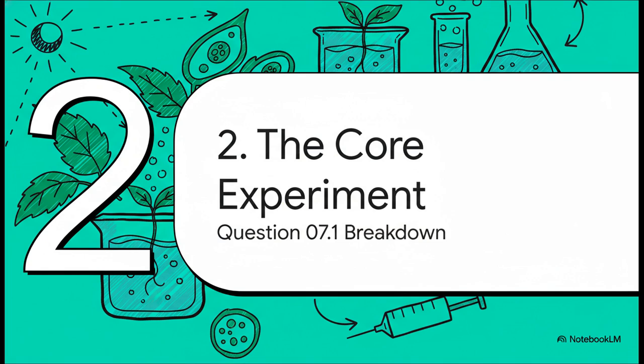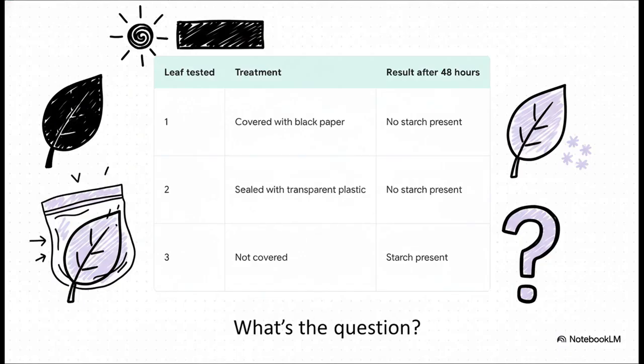This is a classic experiment, you've probably seen it before. It's designed to test if you understand the essential ingredients for photosynthesis. Let's see the setup. Okay, so the exam gives you this table. We've got 3 leaves from the same plant. Leaf 1 is totally covered in black paper, so no light. Leaf 2 is sealed in a clear plastic bag, so it gets light but no fresh air. And leaf 3 is just left alone, our control.